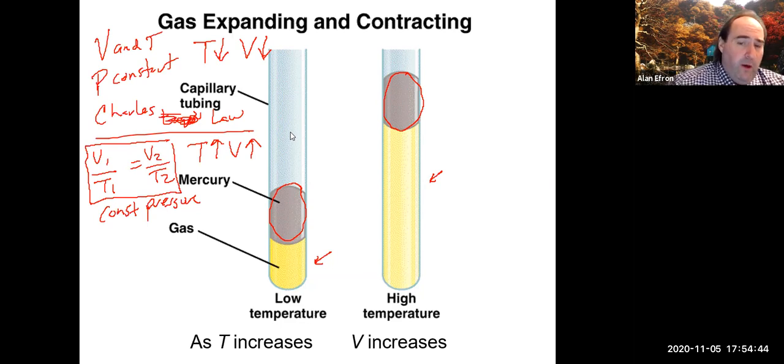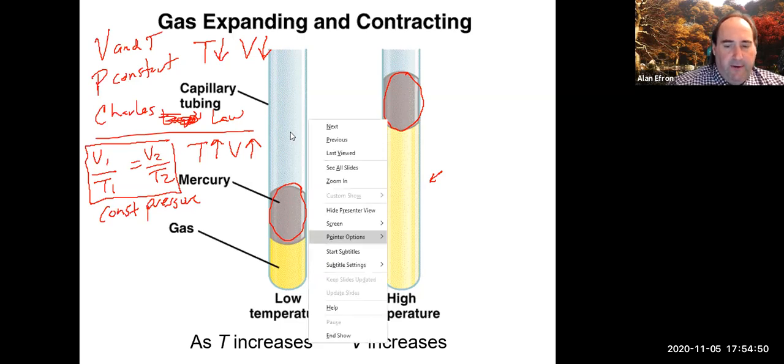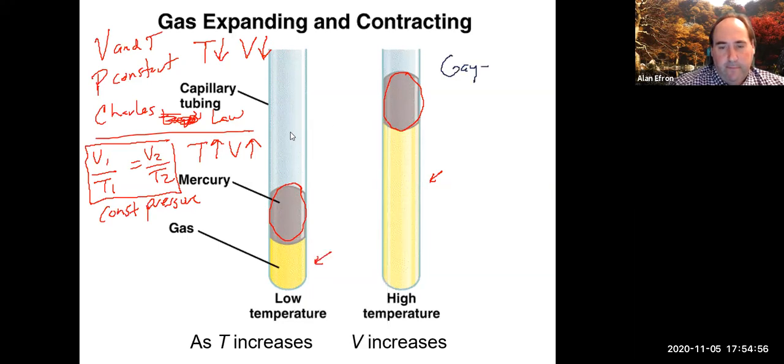Now, we also have another relationship that's very similar to Charles' law, and that is known as Gay-Lussac's law. Under Gay-Lussac's law, we have P1 over T1 equals P2 over T2.